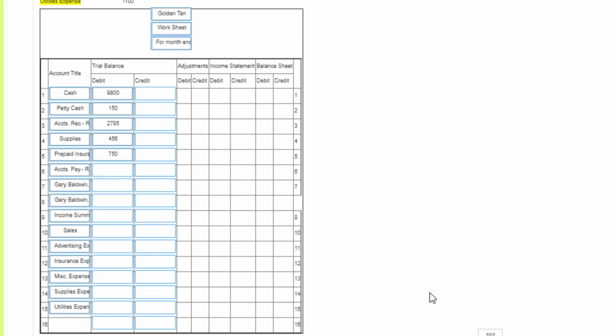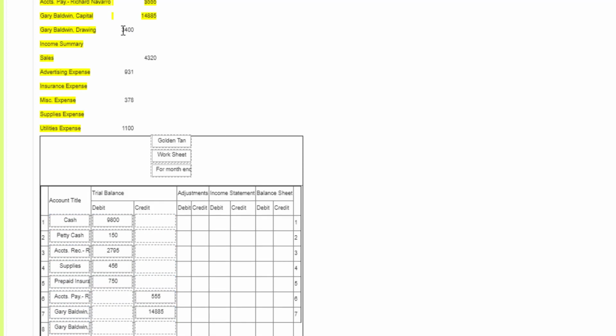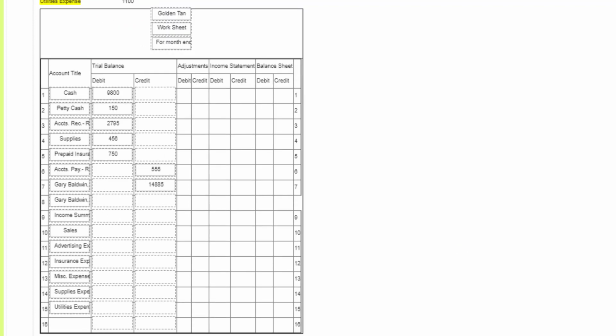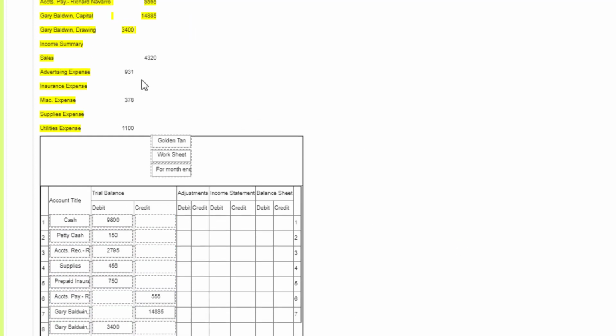And now notice that I'm actually in the credits column for both my accounts payable of $555 and my capital of $14,885. So those are going to go in the credit. So $555 going in my credit for accounts payable, $14,885 in my credit for capital. Then I'm back into my debit, $3,400 for drawing. There is nothing in my income summary, so I'm going to leave it blank.